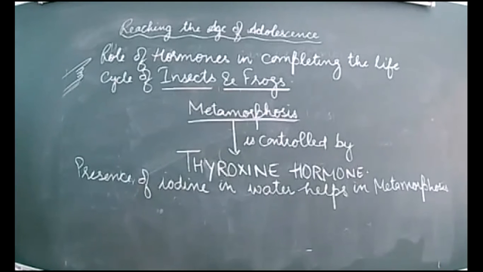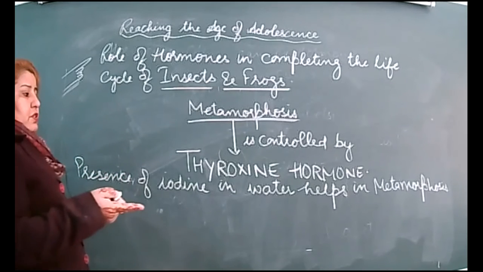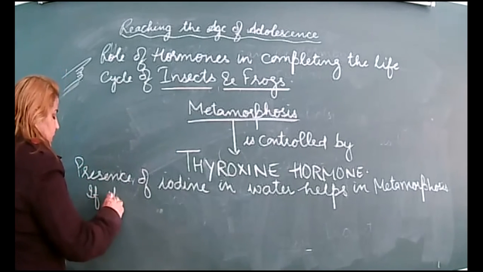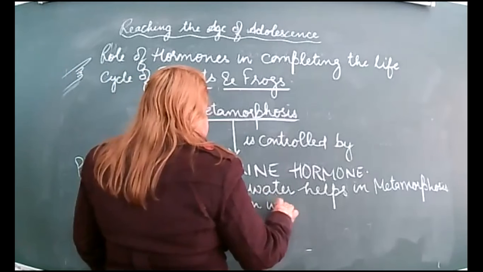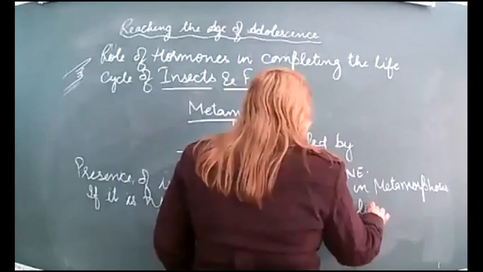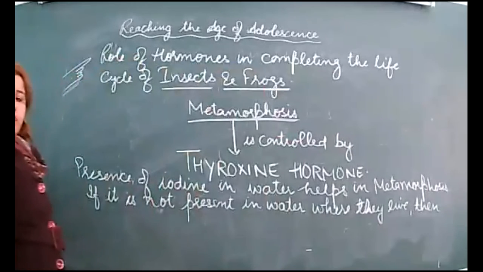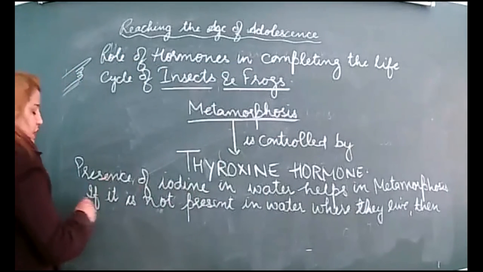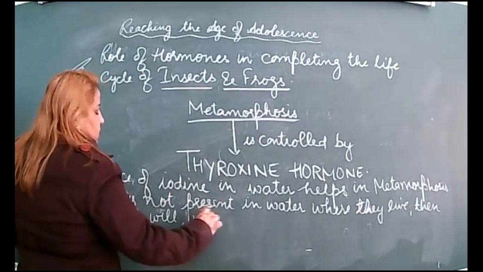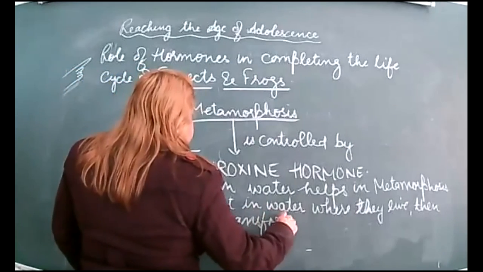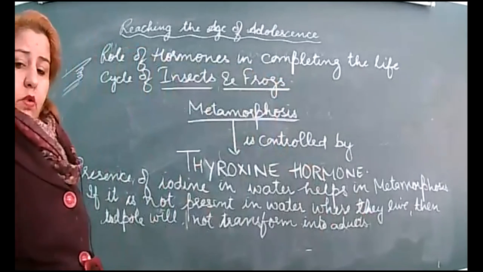Because when iodine is present, then the thyroxine hormone is formed. I wrote earlier in that table that iodine helps in the formation of the thyroxine hormone. And if it is not present in the water where they live, then the tadpole will not transform into adults. Okay. Is it clear?